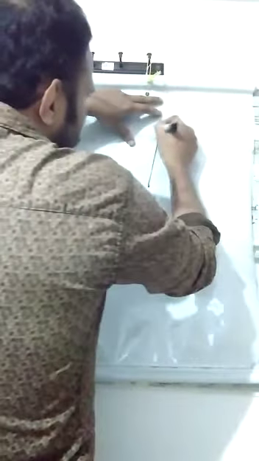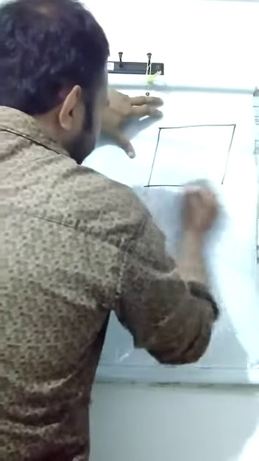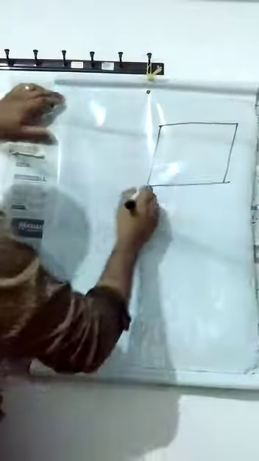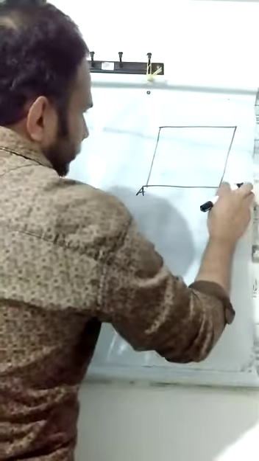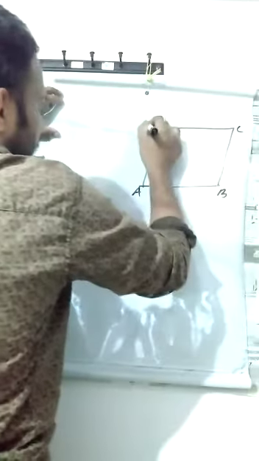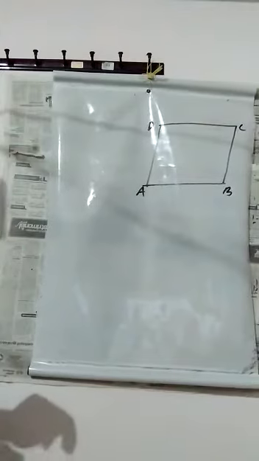Fifth problem. The measure of two adjacent angles of a parallelogram are in the ratio 3:2. Find the measure of each of the angles of the parallelogram. Suppose this is the parallelogram ABCD.